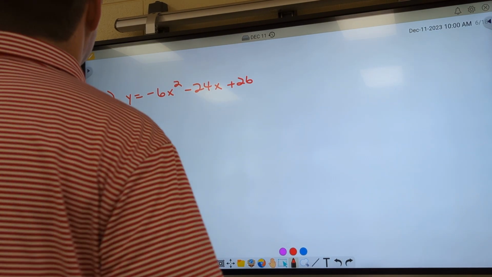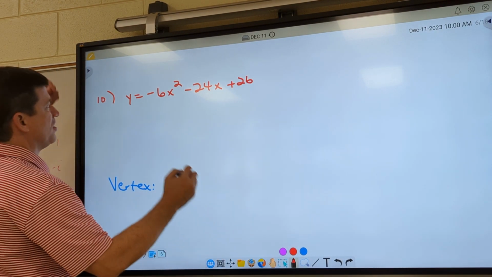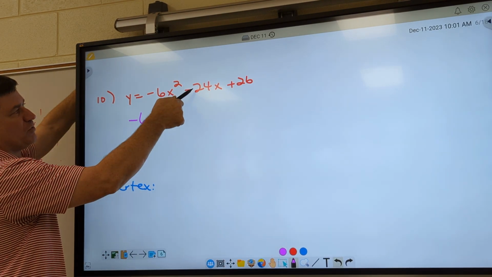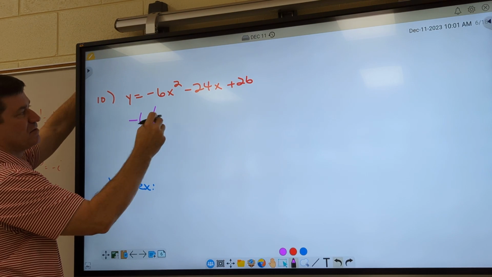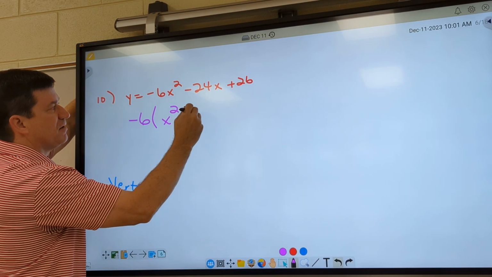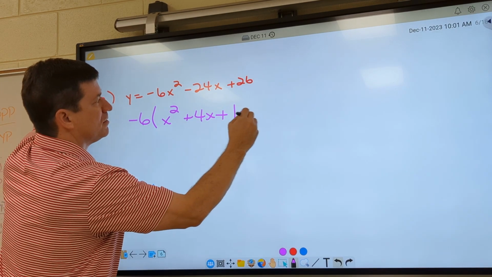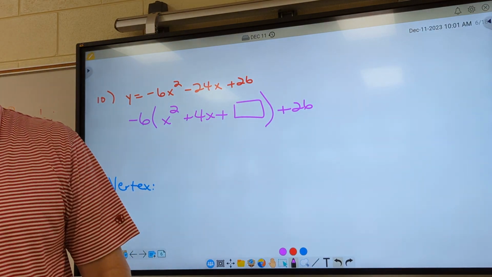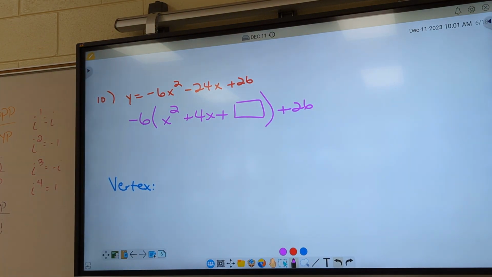Why is this one different? Because now we got to bring out a negative 6. So if you divide by negative 6, watch what happens. Negative 24 divided by negative 6. Well, first of all, that's going to be x squared. A negative divided by a negative is a positive 4x. And remember, we just moved down our plus 26. Since it's not in the group, I don't have to divide it.